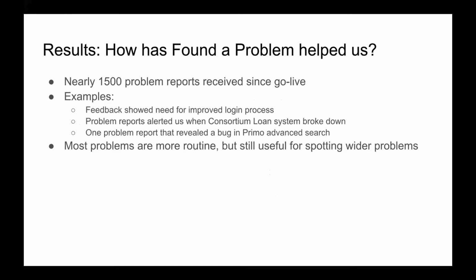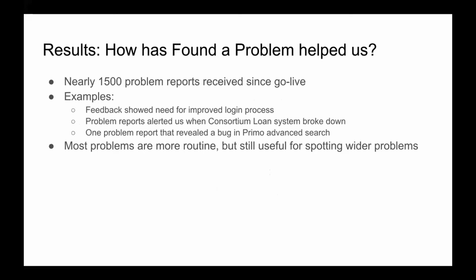So I know we're getting close to lunchtime, but I'll briefly look at some examples of how Found a Problem has helped us. We went live in July 2018. Since then, we've gotten almost 1,500 problem reports and other feedback via the Found a Problem link. That's not including a few hundred bogus tickets created by bounced emails, etc.